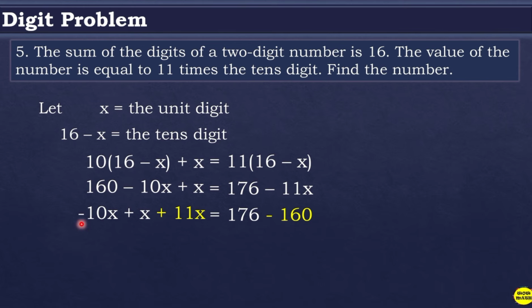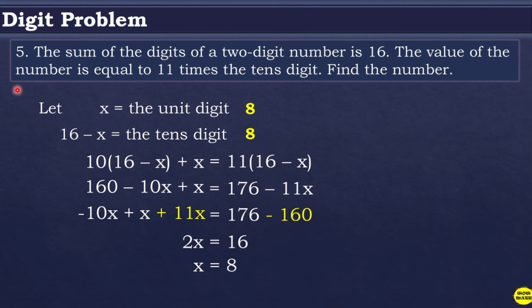Okay, so we now have negative 10 plus 1, that is negative 9. Negative 9 plus 11, that is 2x. So, 176 minus 160, that is 16. Divide both sides by 2. So, 2 divided by 2, cancel na to. 16 divided by 2 is equal to 8. So, therefore, your units digit, itong x mo, is equal to 8. So, kung ito ay 8, yung x mo ay 8, 16 minus 8, this is also 8.